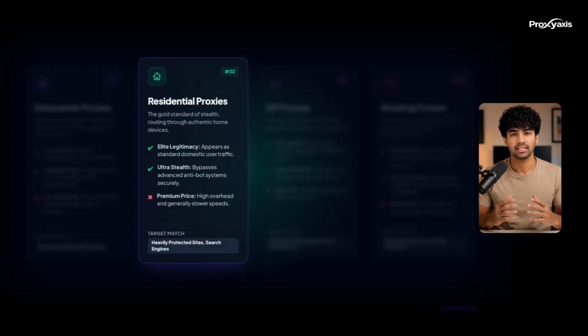Number 2, residential proxies. These IPs belong to real devices, real people's home internet connections. When your request comes from a residential IP, it looks completely legitimate to the target server. These are the gold standard for scraping protected sites. The trade-off? They're slower and more expensive, but for serious scraping, worth every penny.